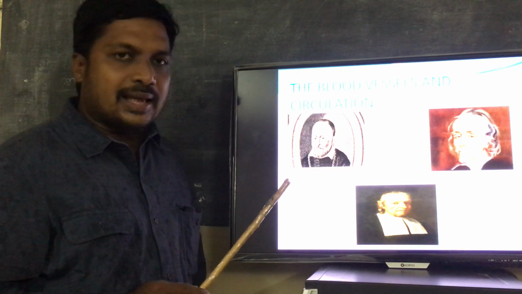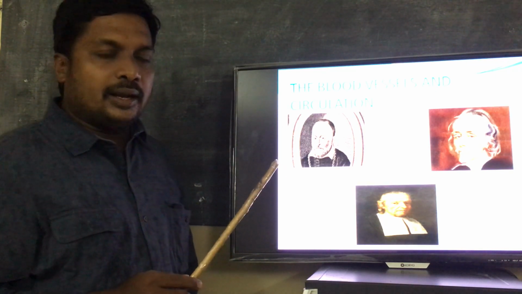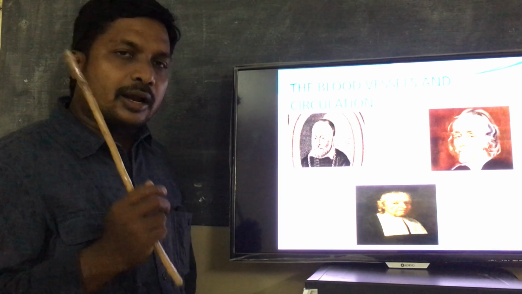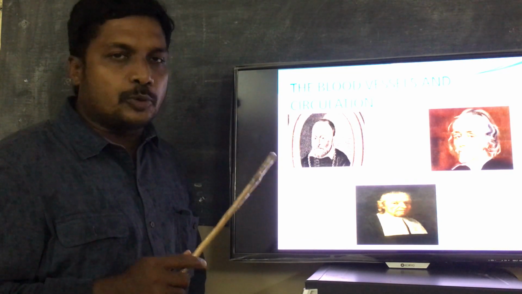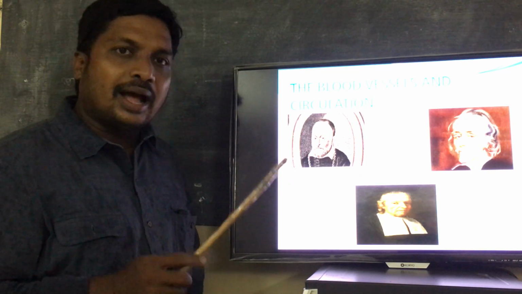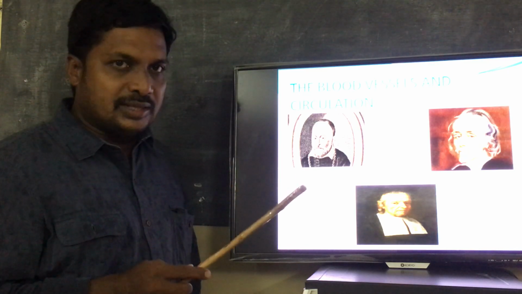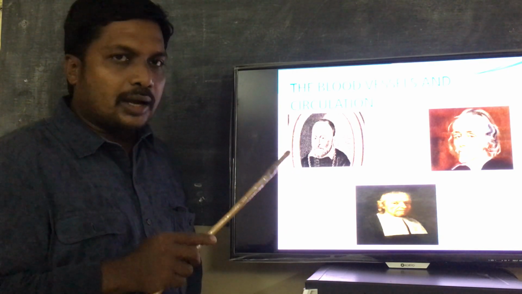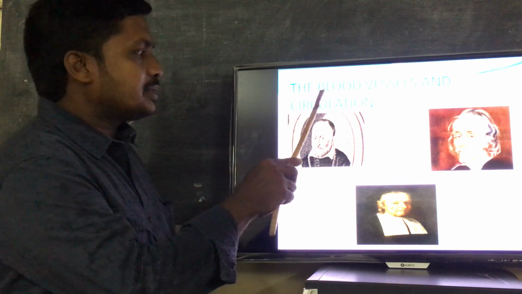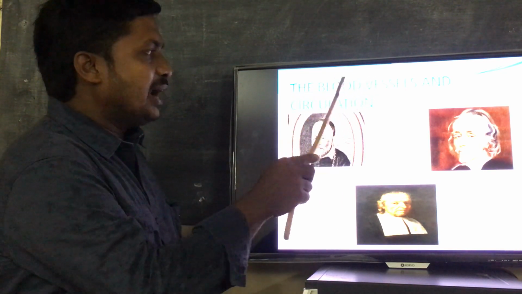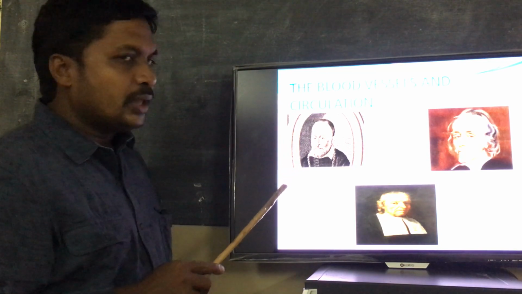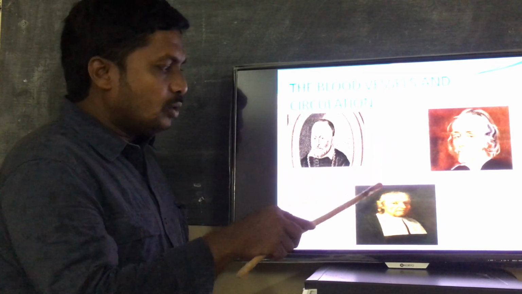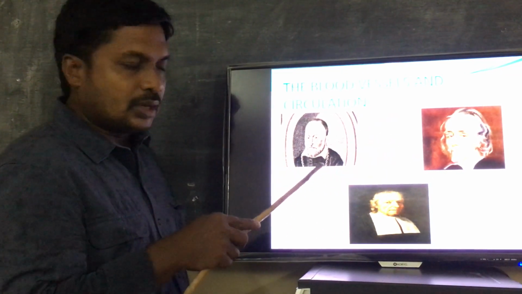Already in the previous class I explained the 3 structures that come under the human transport system. What are they? Heart, blood vessels. Already I explained about the heart, no? Now let us discuss blood vessels and circulation. Here we can find 3 scientists.